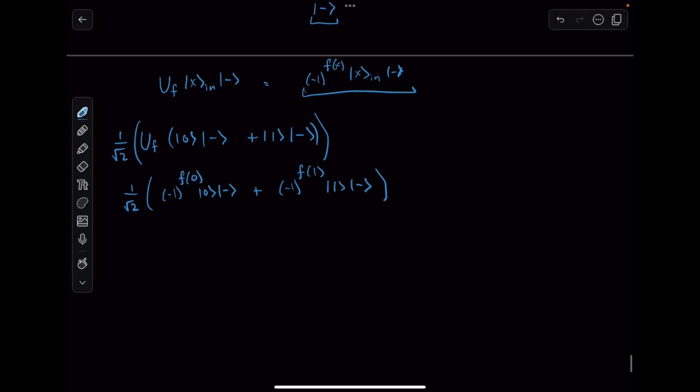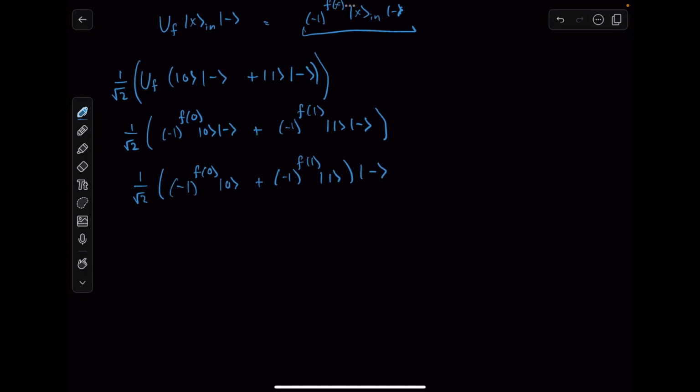So let's just pull out our minus state now, just to make things more clear. And we have (-1)^f(0) times 0 plus (-1)^f(1) times 1, and then this minus state outside.